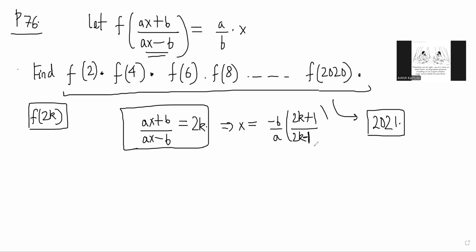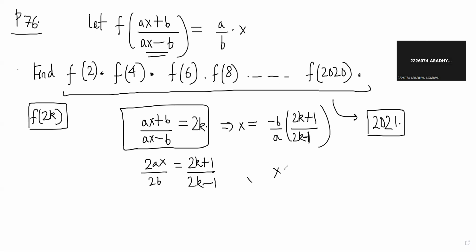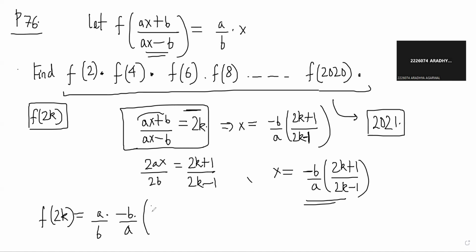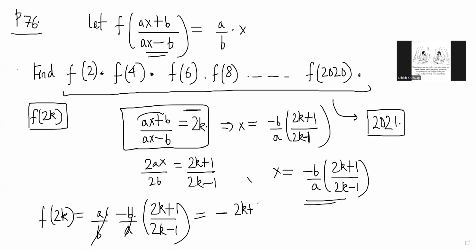How? By componendo dividendo, no? Do componendo dividendo, you will get 2ax by 2b is equal to (2k plus 1) by (2k minus 1), right? Yeah. So x comes out to be minus b by a times (2k plus 1) by (2k minus 1) if the input is 2k, right? So if the input is f of 2k right now, we should have a by b into x, right? So a by b into minus b by a and (2k plus 1) by (2k minus 1). I did the same, but I didn't put 2k and I didn't apply componendo dividendo. But it's the same thing only. Yeah, you will get this. F of 2k is always this.